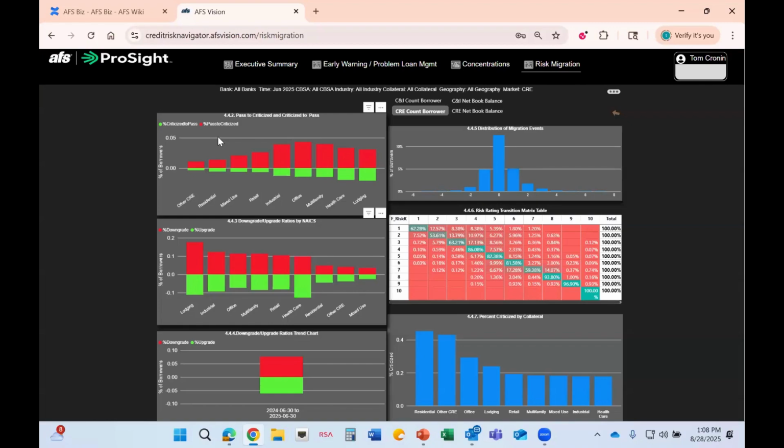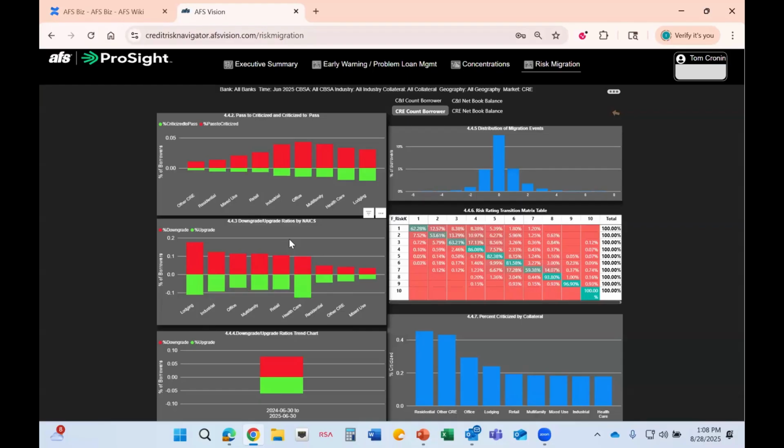The largest crit to pass, so coming back to being good, is 2%. And there are 3 property types, you can see on this here right in the middle, that have a pass to criticize ratio of over 4%. So you're definitely seeing a major shift downward in credit quality with this pass to criticize chart.